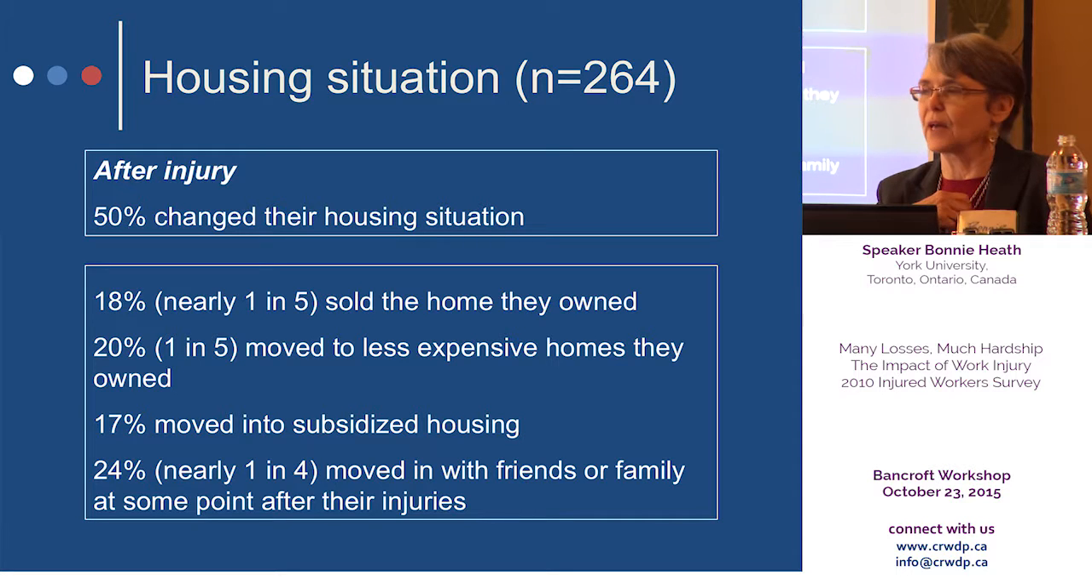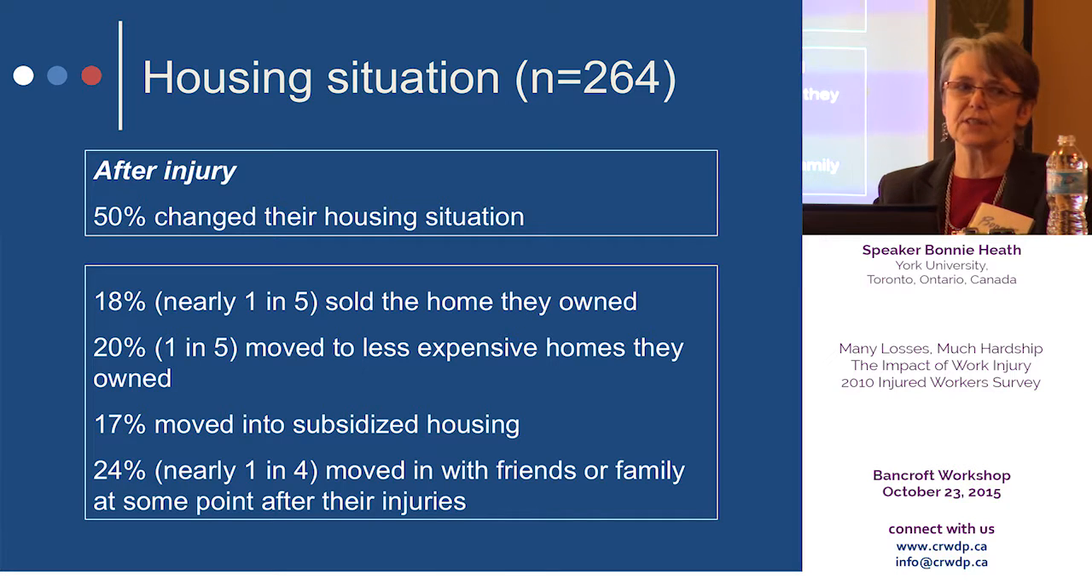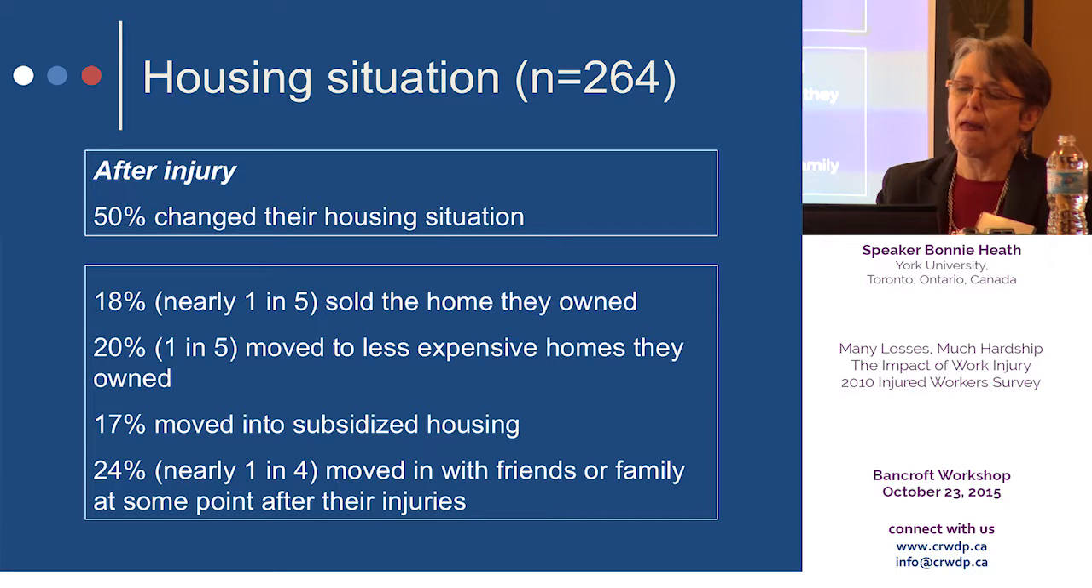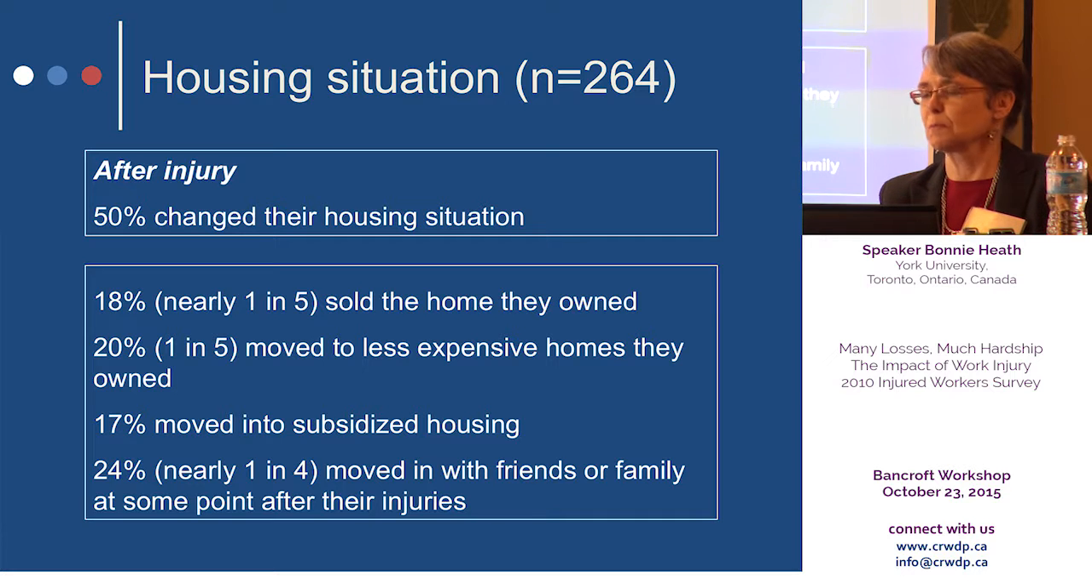So is this one, the housing situation. About half of the people had to change their housing situation after their injury. Half of our 264 people. Nearly 20% had to sell their homes. And this isn't all individuals, so it doesn't add up to 100 or anything. But people moved into less expensive homes, or they moved into subsidized housing. We had 17% of our group who moved into subsidized housing, and nearly a quarter had to move in with friends or family at some point after their injuries.